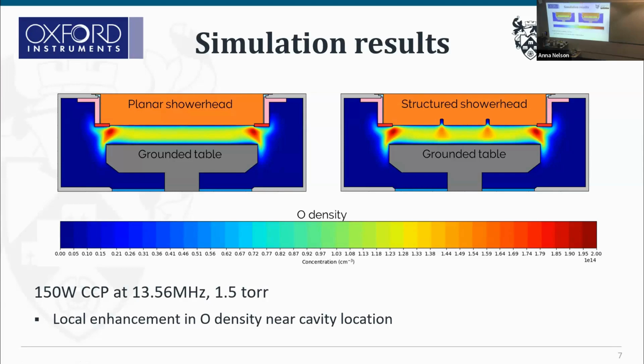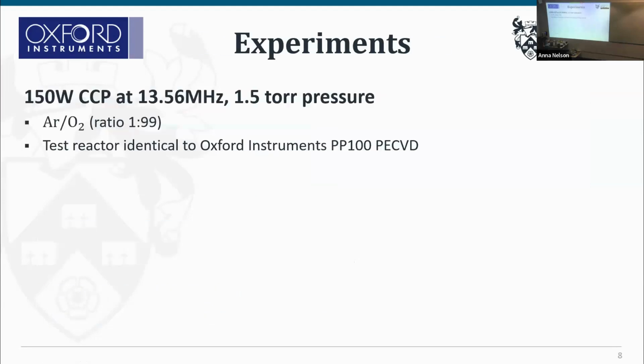So as a next step, something we tried was to quantify this result. And we performed a set of basic experiments in a test reactor.